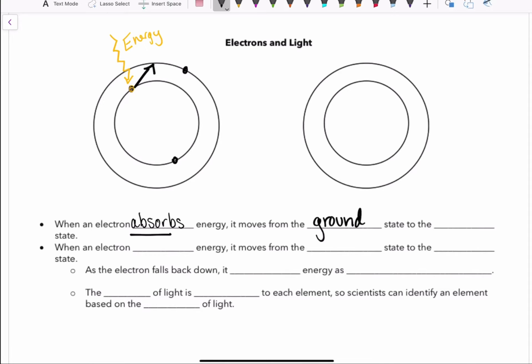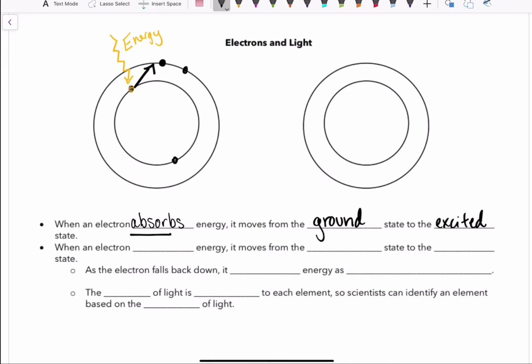and now it's about to move up to its excited state. It's gone from low energy to now it is existing with higher energy. So this electron has moved up to a different energy level.